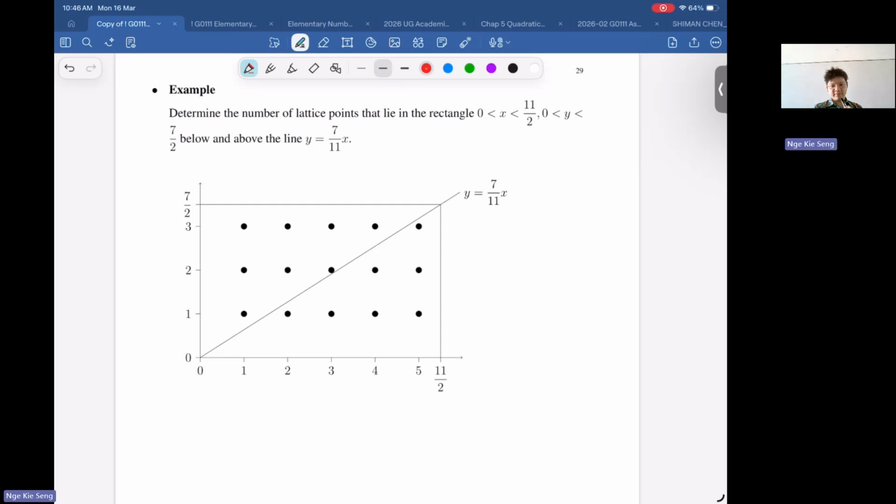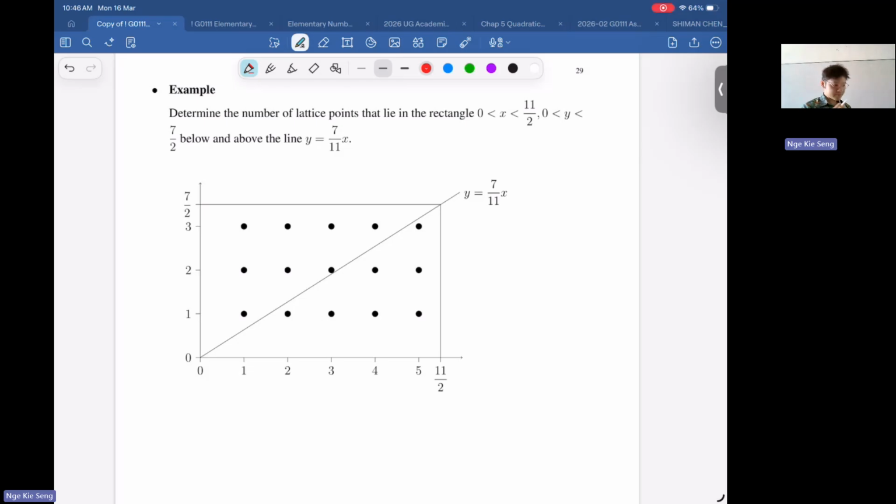Now what time is it? 10:46. Because this proof is kind of long, can we split half of it and then come back again? Maybe we won't finish it, but we will do half of it and then we can come back after the break.